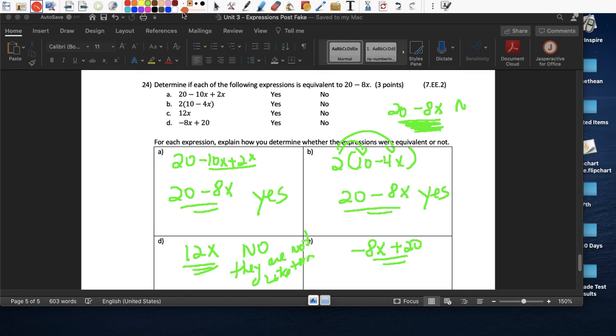Remember I told you today about that rock, so put a circle. Put a circle here. Can I move these two around? So if I move them around, if I put the minus 8x in the front and put the 20 in the back, does it look like the same as this? Yes, it does. So we can write yes, they are the same. So A, B, and D were the same. So the only one that was different was C. And you had to explain. So make sure you explain.